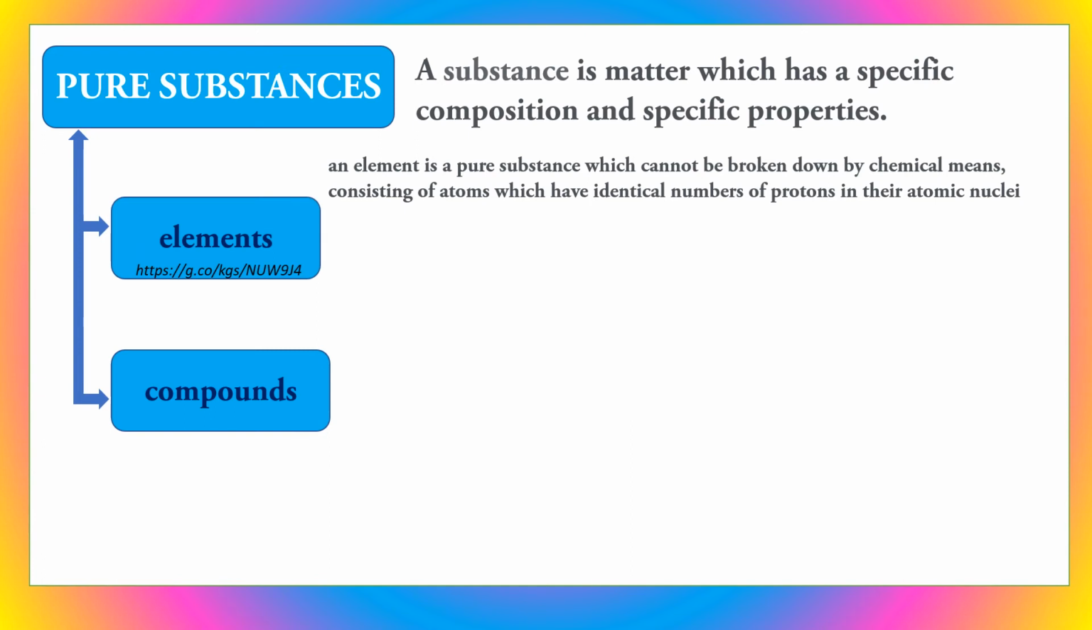So what is an element? An element is a pure substance which cannot be broken down by a chemical process or chemical means, consisting of atoms which have identical numbers of protons in their atomic nuclei. Example of an element, copper. So this one is copper. Though it looks like a compound, it's not. It's copper.